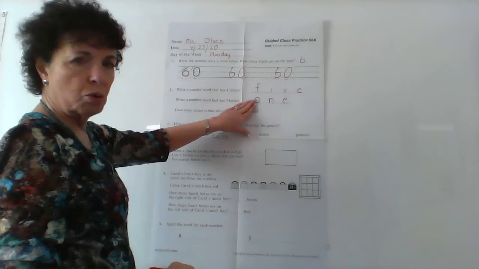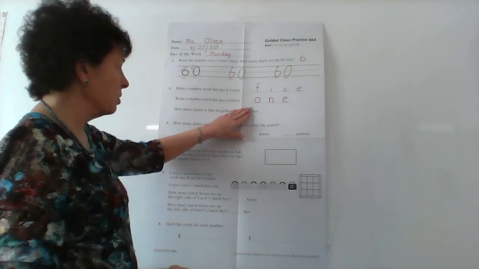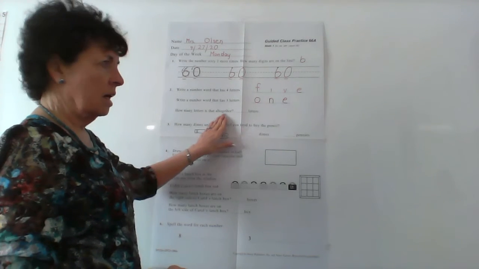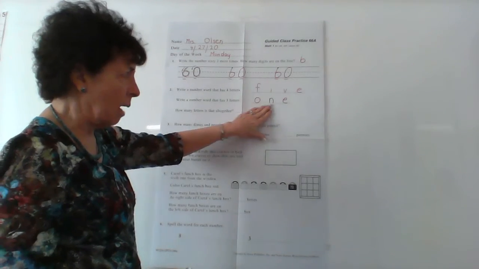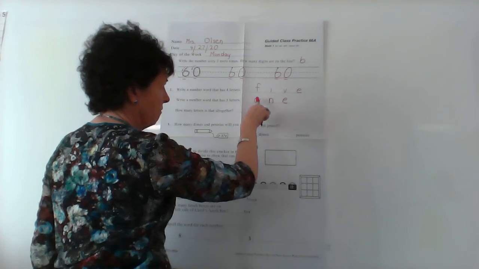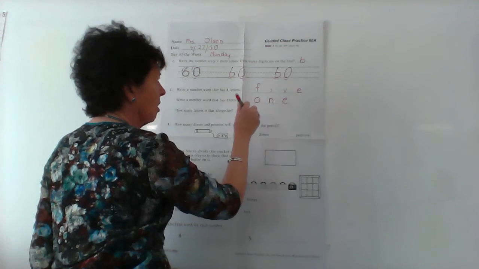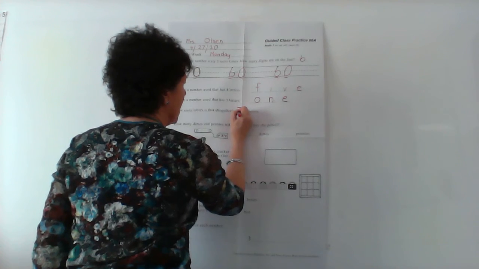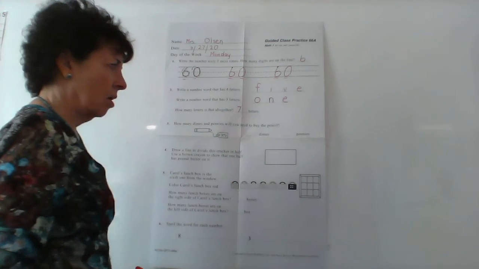Now, so I have 2 words written down, one that has 4 letters, one that has 3 letters. Then it asks me how many letters is that all together. All together means you have to count all of them. So it's 1, 2, 3, 4, 5, 6, 7. I have 7 letters all together.